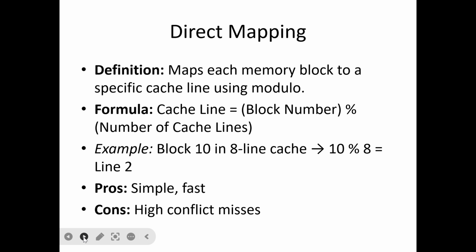Direct mapping. Direct mapping is like assigned parking spots. Each memory block maps to one cache line using modulo mapping. The formula is: cache line equals block number modulo the number of cache lines. Example, block 10 in an 8-line cache equals 10 modulo 8, which gives us line 2. The pros are that it is simple and fast, and the cons are conflict misses. That is, if two blocks fight for the same line, one gets evicted.